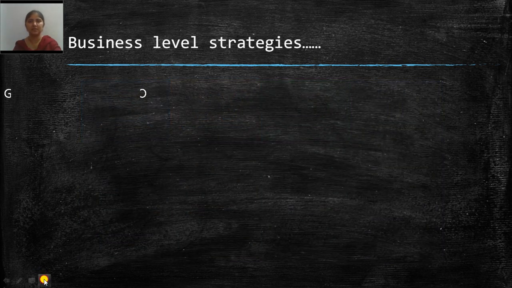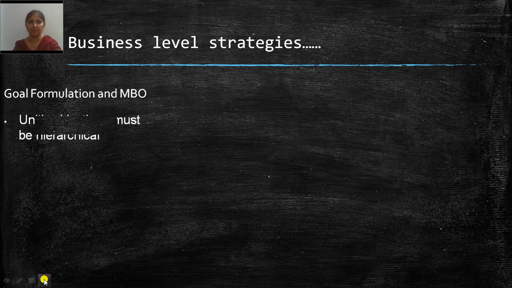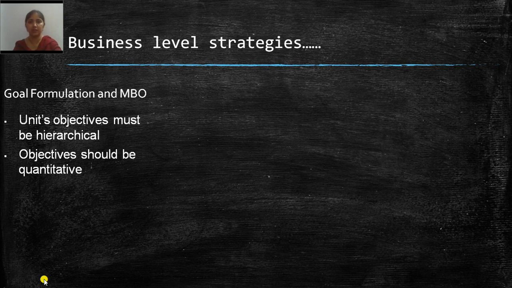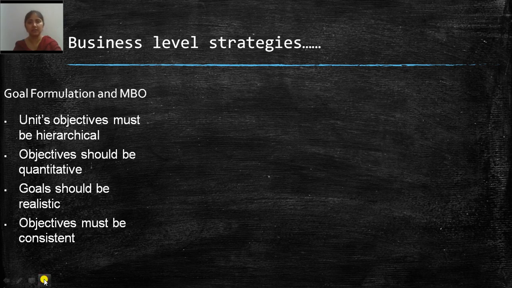Next step is goal formulation. Now, goals are something companies or businesses have that are very different in nature. They vary widely in magnitude and time span. They can be profitability, market share, innovation, reinvention. It can be anything. But you should keep in mind that they should be in hierarchical order. They should be quantitative, realistic and consistent.